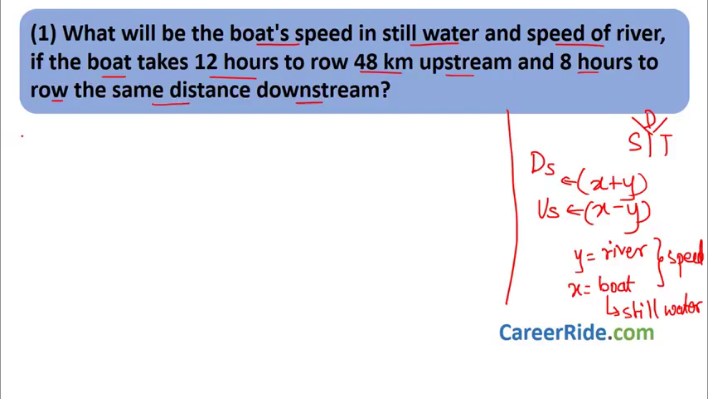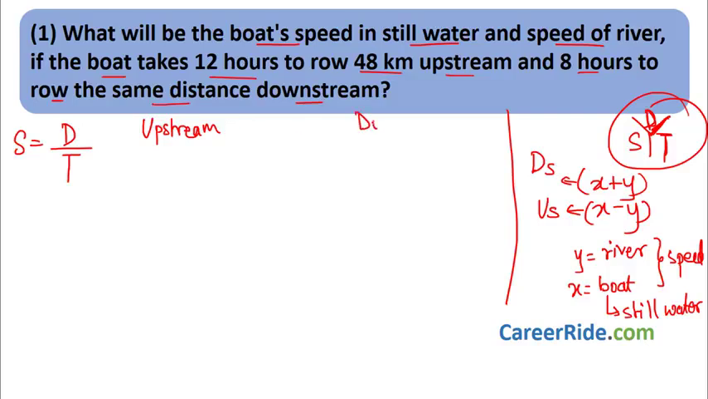What have they given, what do we have to find? Boat speed in still water and speed of river. That means we have to find speed. What is speed? Distance upon time. From where do we get that? We get it from our dst, from over here. Speed is distance divided by time. They have given two scenarios. One is upstream and other is downstream. So let us consider both the scenarios.